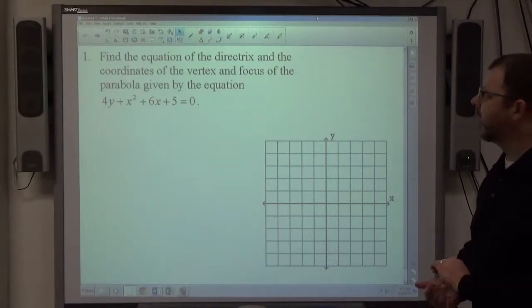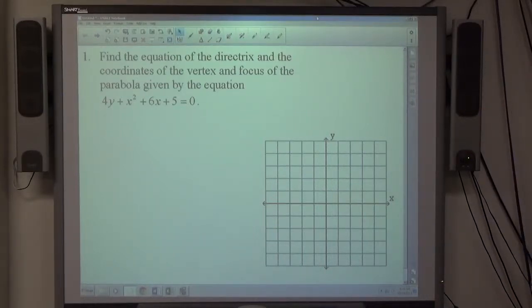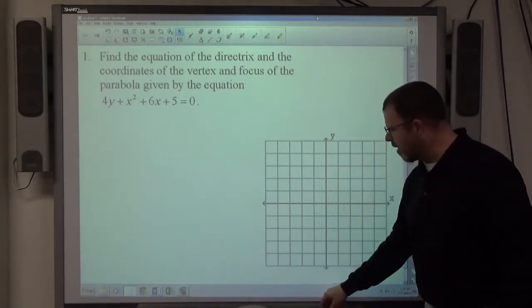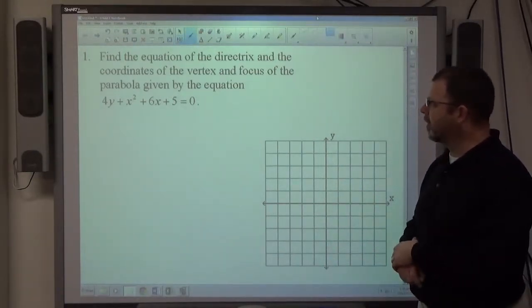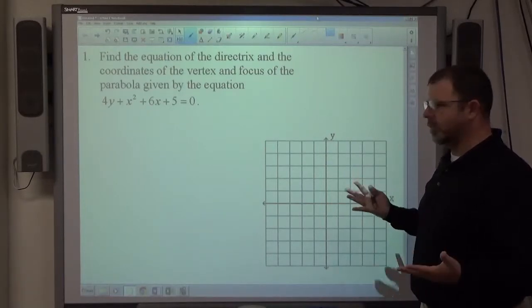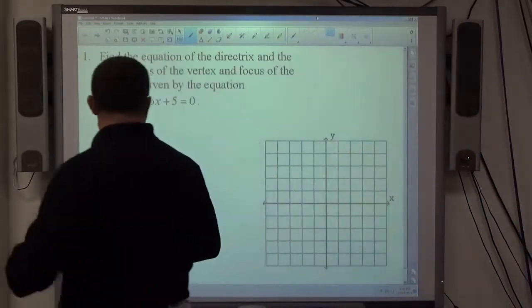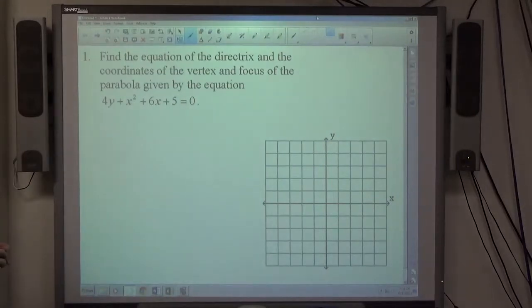Okay, problem 1 on the study guide. Find the equation of the directrix and the coordinates of the vertex and focus of the parabola given by the equation. I put graph paper here. I'll supply graph paper during the test. Sometimes, if we put it on graph paper, it makes it maybe a little easier to figure out where things are. First thing I want to do is create a standard form here.